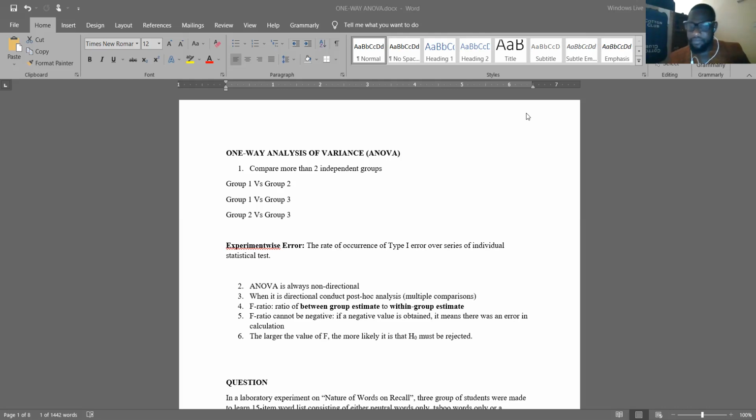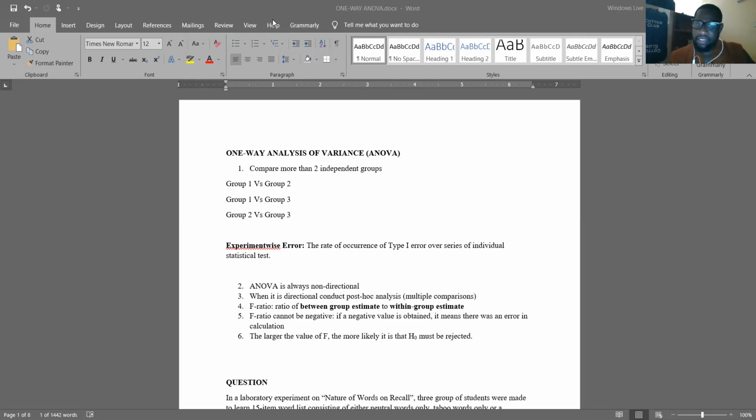When you have only two, then it means you're supposed to use independent t-test. So we normally say that one-way ANOVA is more or less like a complex form of independent t-test, because with independent t, our focus is on only two independent groups. But with ANOVA, when the groups are more than two and they are different, then you use one-way ANOVA.